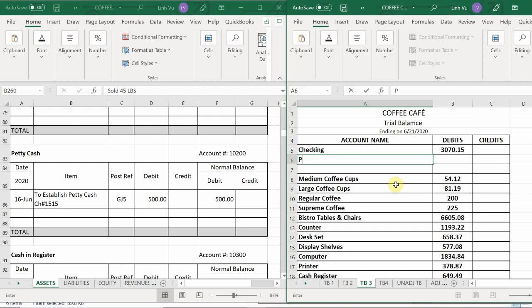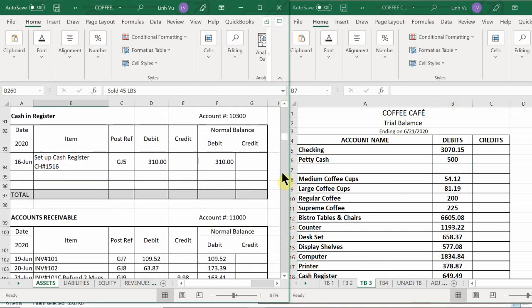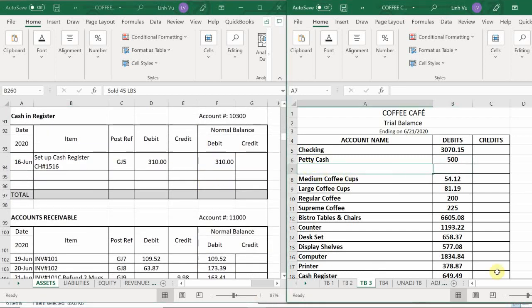So the first one I have here is petty cash. Okay. And what value is my petty cash? 500 in the debit. Okay. What's my next account that I have here? Cash in register for 310 in the debit. Good. Okay.